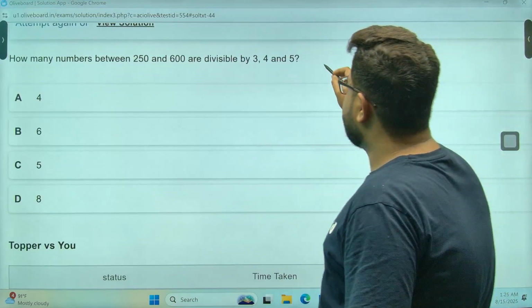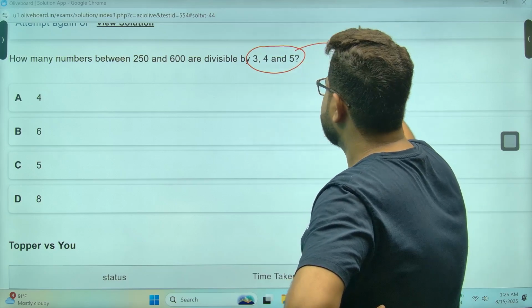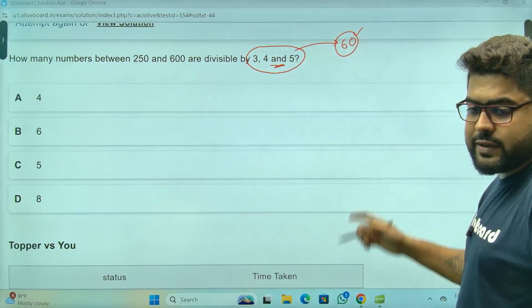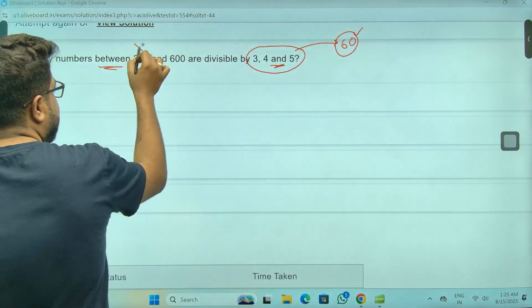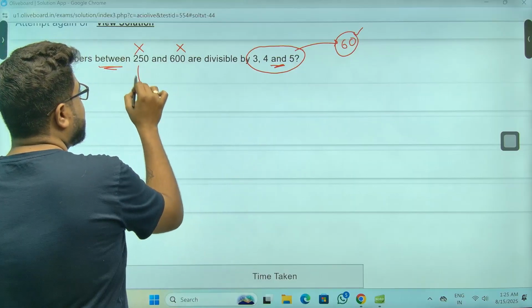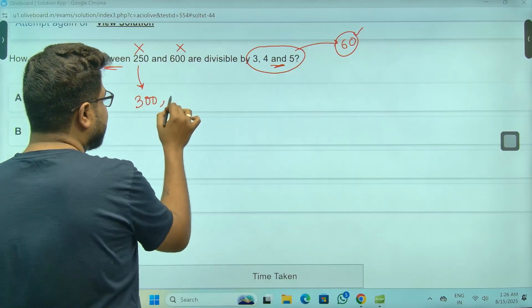Sir, divisible by 3, 4, 5. That means 60 is the LCM. Because "and" is there, meaning all three. It has to be divisible by all three of them. Right? Sir, again, between, meaning 250 and 600 not included. Sir, after 250, the first number divisible by 60 is 300. Do it manually. You don't need anything.